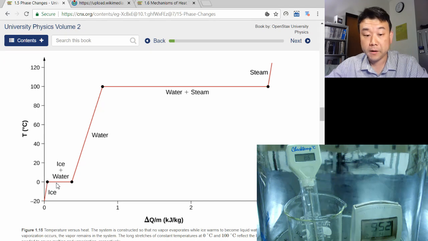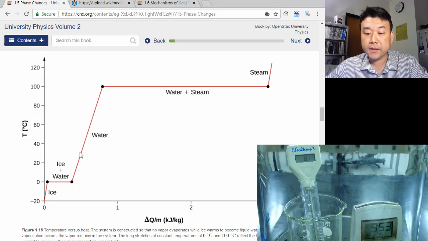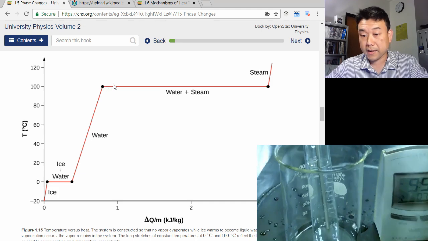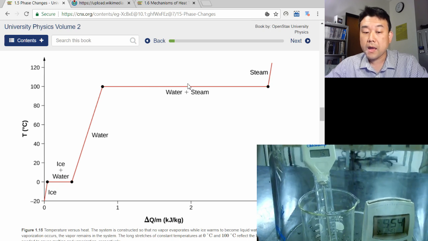And this flat part is where ice is melting into water. The temperature begins to rise again after all the ice has melted, and then flattens out where water is being vaporized, that is, boiling into steam. And when all the water has been turned into steam, the temperature of the steam rises again.